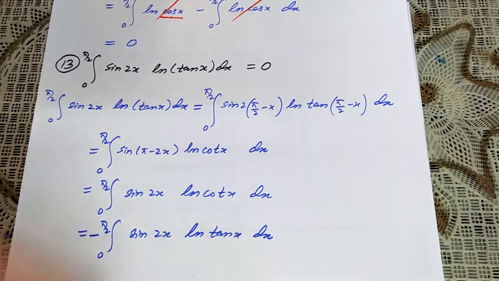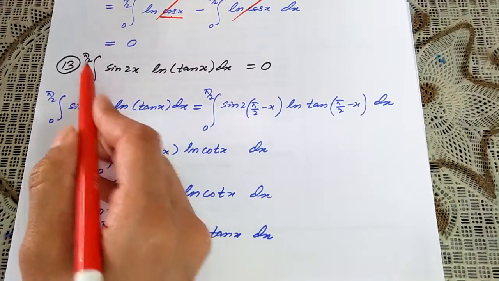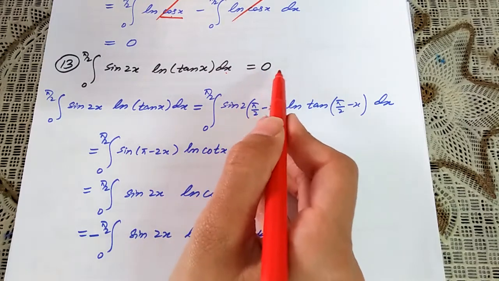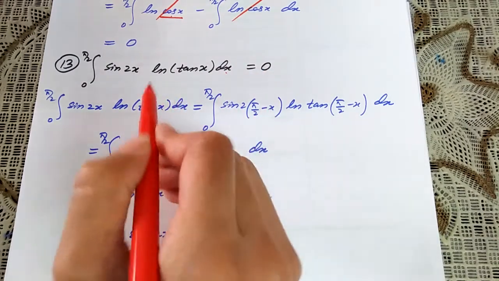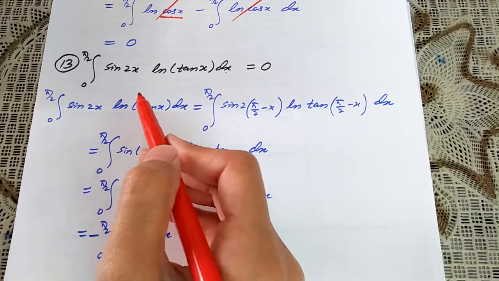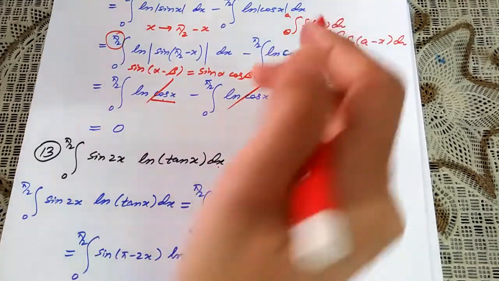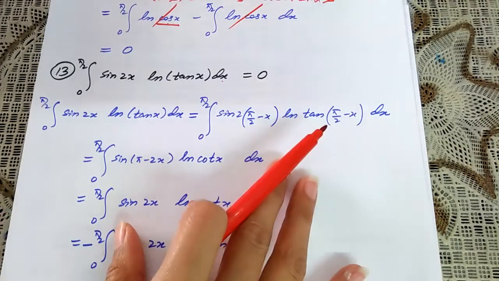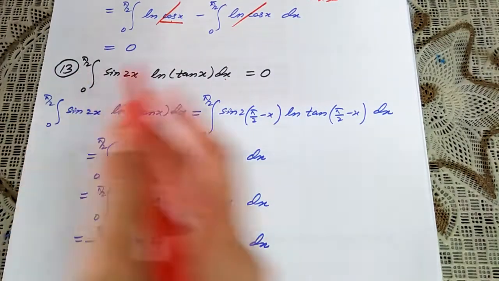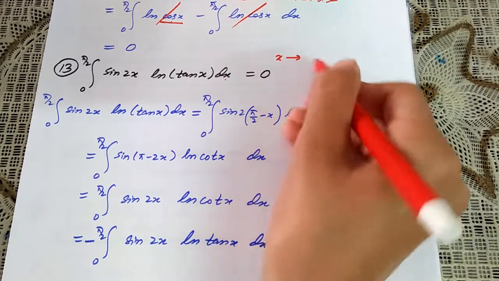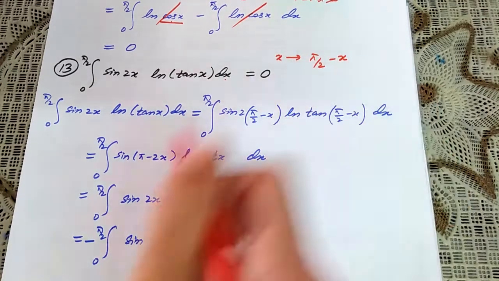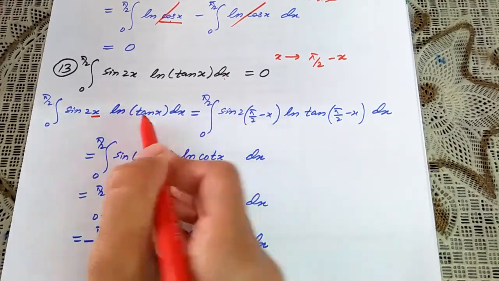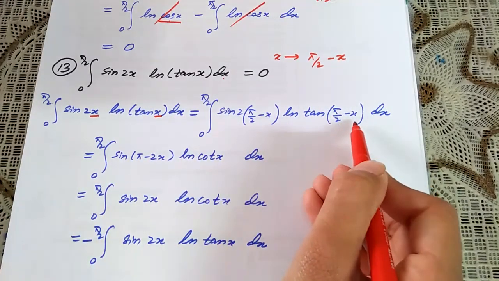Question number 13. Prove that the integral from 0 to pi by 2 of sine 2x ln tangent x dx equals 0. Again, using the same theorem that I used here, you can replace your x with upper limit minus x. Your upper limit here is pi by 2, so I can replace my x with pi by 2 minus x. So replace your x with pi by 2 minus x here. This x is pi by 2 minus x again.